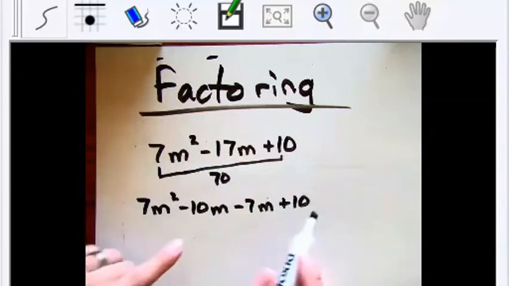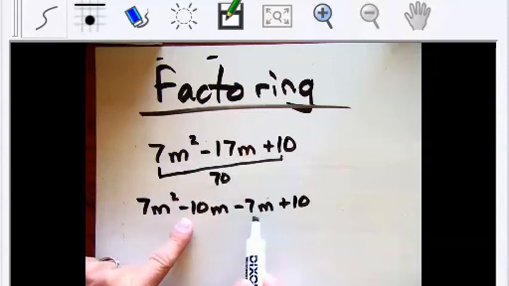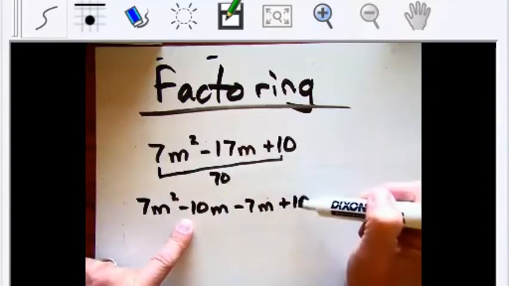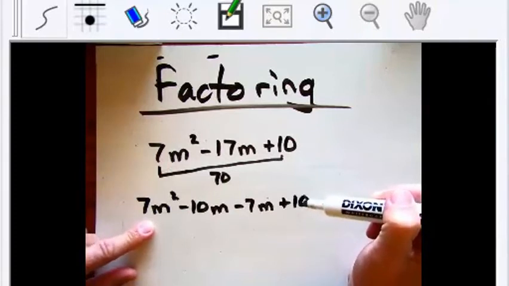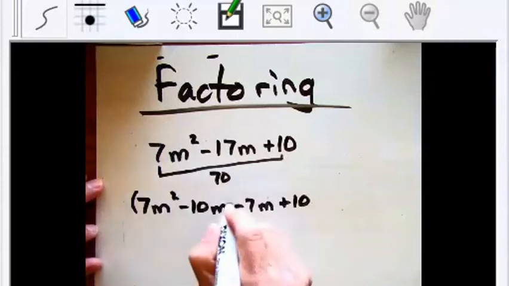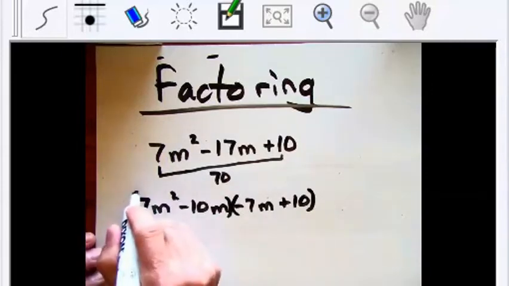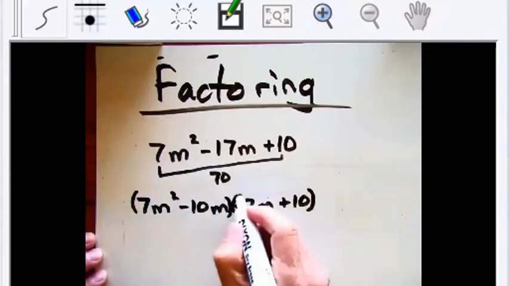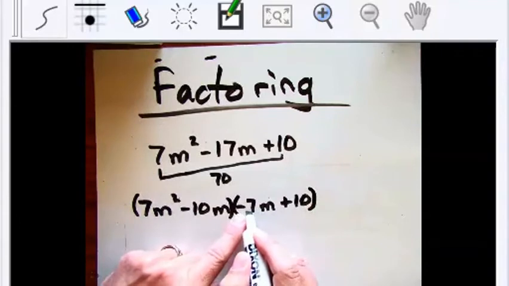So notice I essentially just split up the negative 17 into these two terms. The plus 10 is still there. The 7m squared is still there. Okay. And once you get to this point, there's this cool little method called factor by grouping. So essentially I group the first two terms, group the second two terms. Guys, notice I got the negative in the mix right there too.